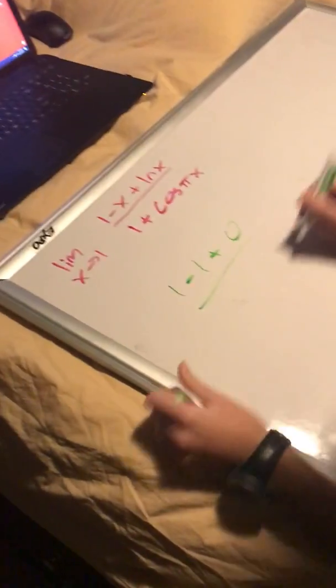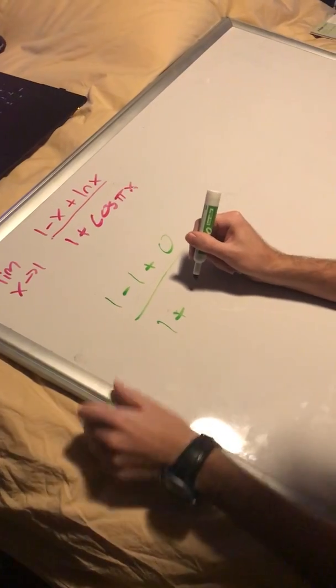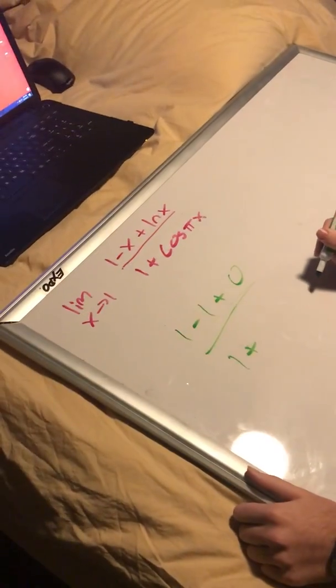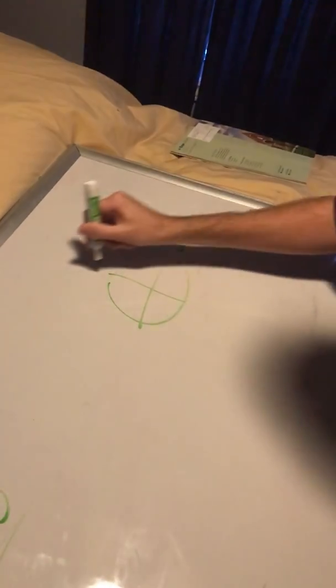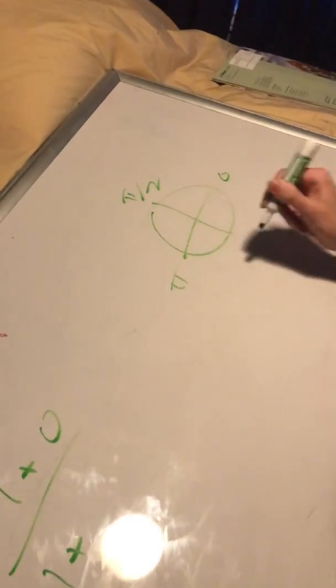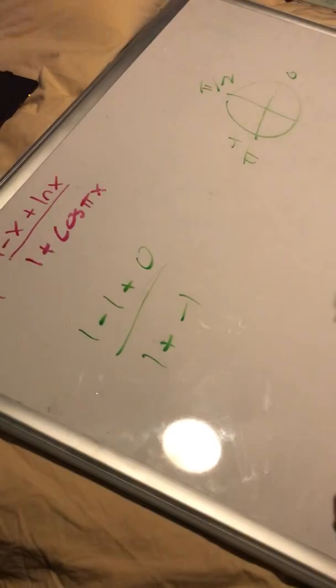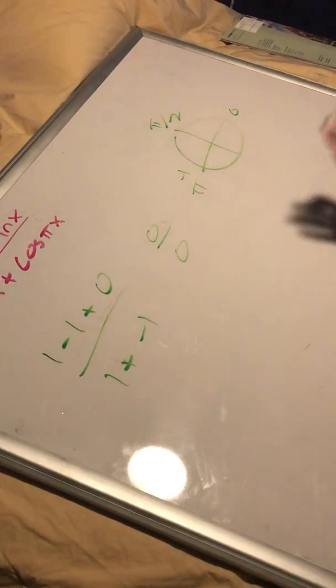You're right. 1 plus cosine of pi. What's cosine of pi? Use a unit circle. Unit circle. 0, pi over 2, pi. Negative 1. 1 minus negative 1 is 0. 0 over 0. But that's impossible!